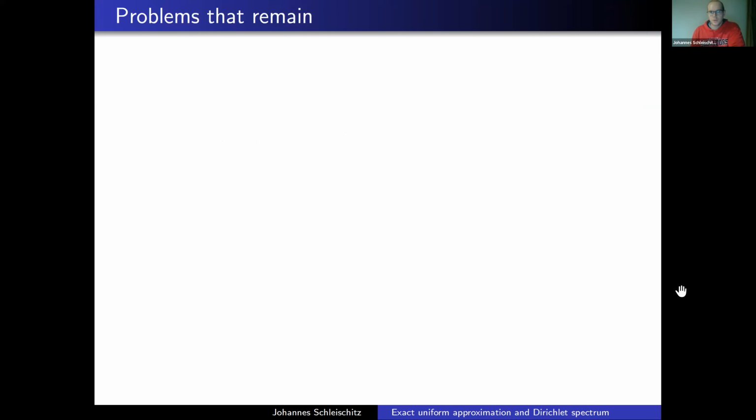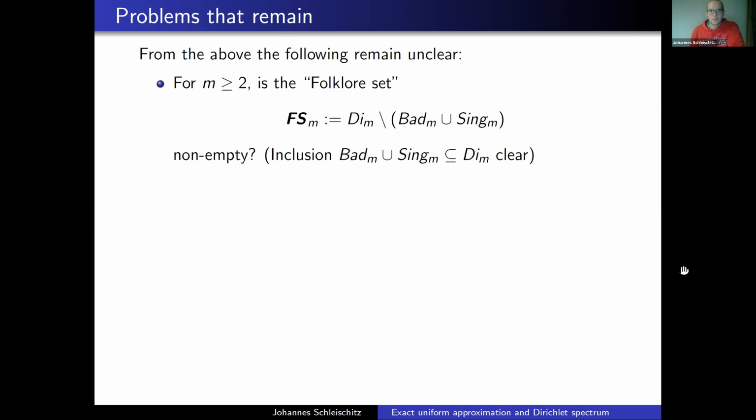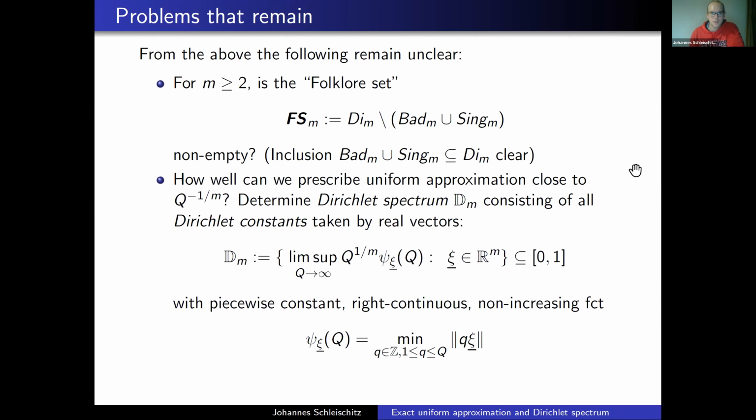So the problems that remain from what I told you so far: is this set Bad without Dim, without Bad and Singular, which we know is an inclusion, but is the difference set non-empty? This is so far not clear. I will talk about this in a second. And then another kind of independent question: how close can we prescribe uniform approximation, especially close to the function q to the -1/m. And this leads us to define this Dirichlet spectrum.